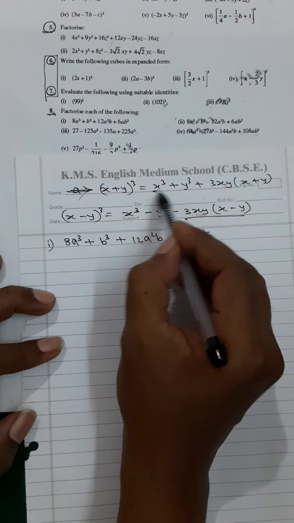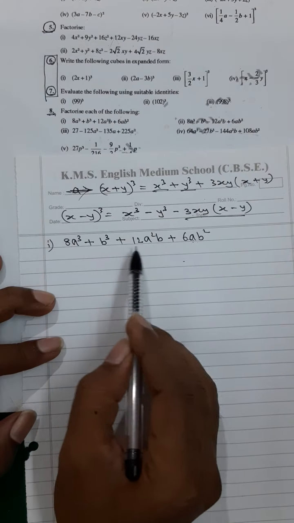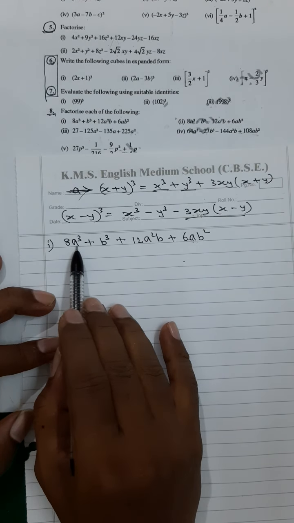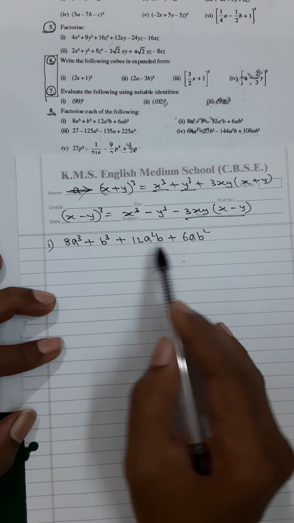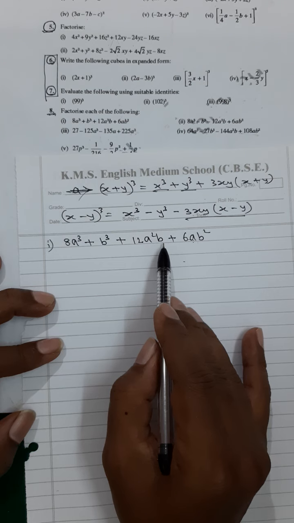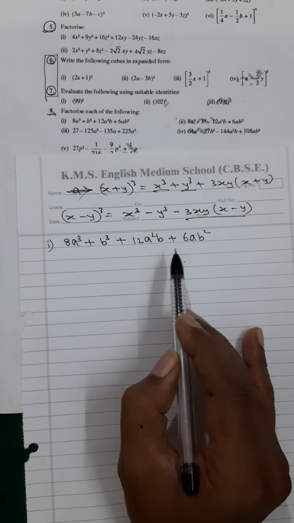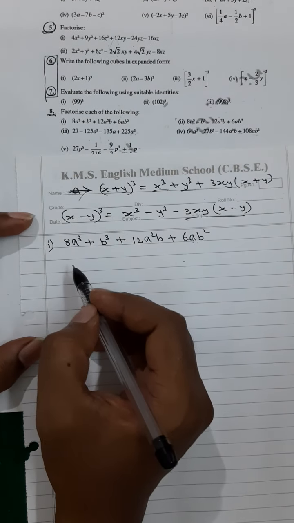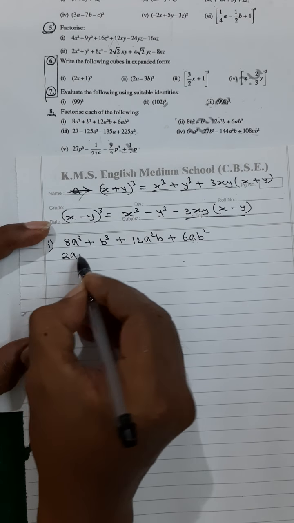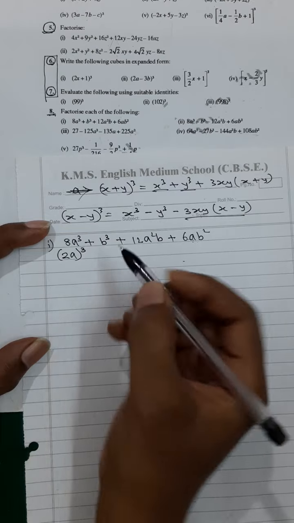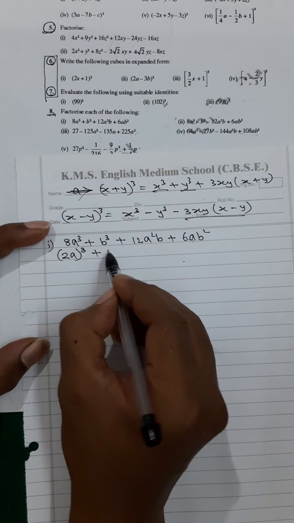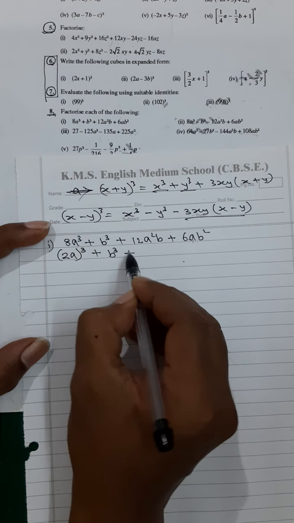Of course we require x cube and y cube, so we have to search for the numbers which can be converted to cubes. I can convert 8 to a cube, and this is already a cube. 12 cannot be converted to a cube conveniently, and 6 cannot either. So this 8 can be converted to 2a the whole cube, right? 2 twos are 4, 2 twos are 8. This will become b cube plus.